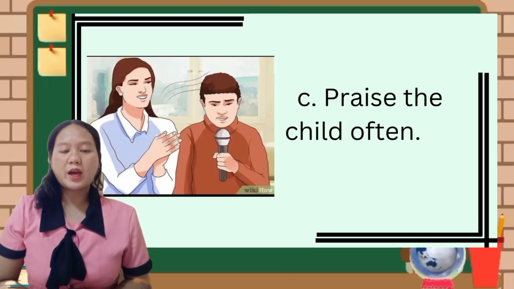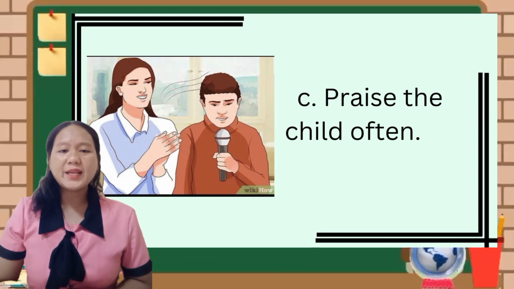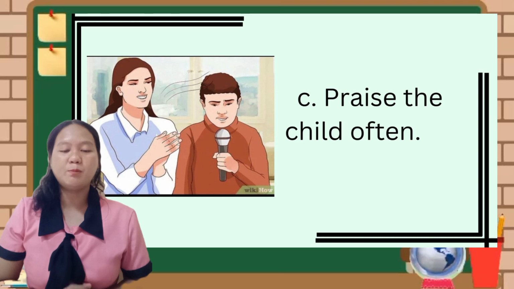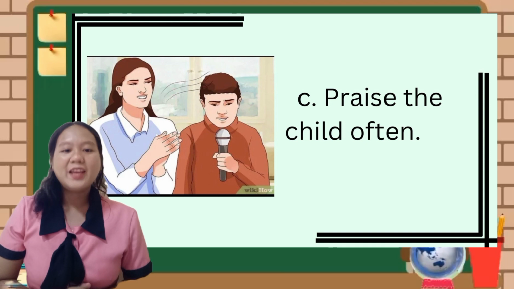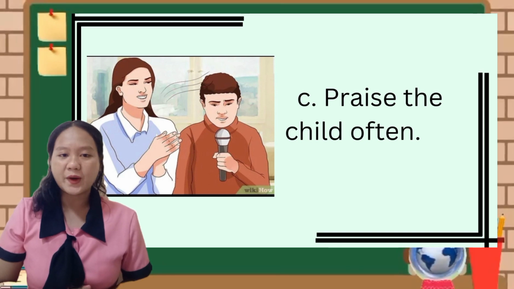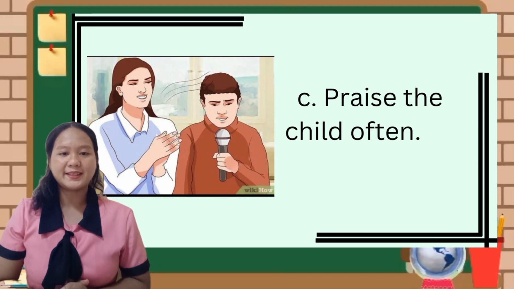C. Praise the child often. Cerebral palsy can lower a child's self-esteem and confidence, so praising them will help them become more confident in themselves. You could say, for example, "Great job on your work today." Use sweets, a small toy, or a reward chart to praise the child, if appropriate to the setting.